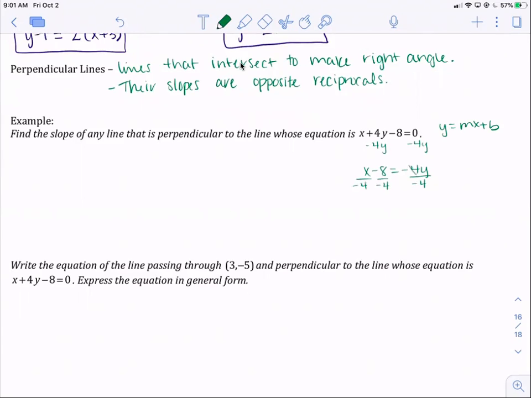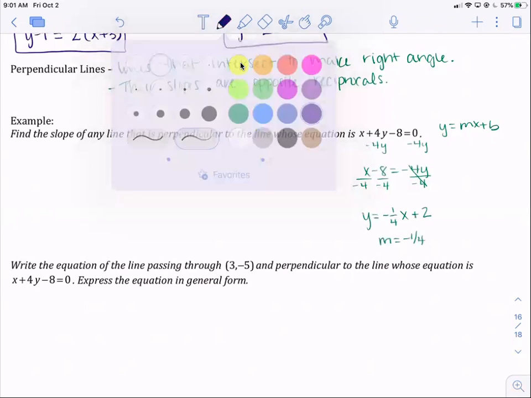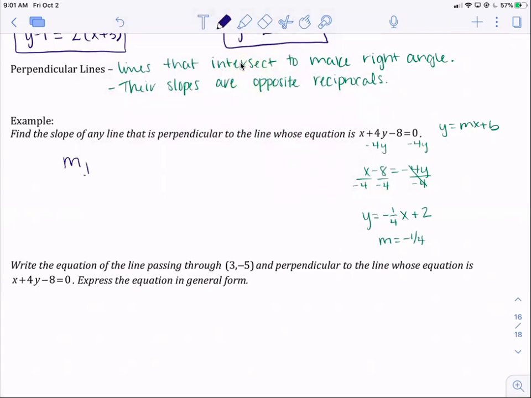Okay. So I'm also going to flip this equation. So we have y equals, so x divided by -4 is a -1/4 x, and -8 divided by -4 is a +2. So we know the slope of this line is -1/4. So if we want to find the perpendicular slope, remember, our symbol for perpendicular is an upside down T. We're going to change the sign, which means it's going to be a positive, and flip the fraction. So 4/1, or just 4.